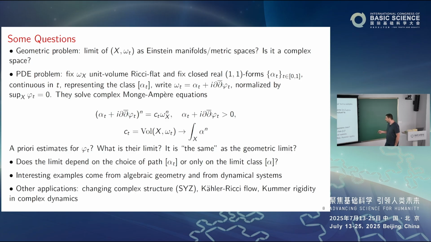And as we will see, there are actually many interesting examples of this setup coming from algebraic geometry and from dynamical systems, so holomorphic dynamics. And I'm not going to mention this explicitly, but there are other applications of this type of ideas to the case where you change the complex structure of the Calabi-Yau. This is related to the Strominger-Yau-Zaslow conjecture, and also to Kähler-Ricci flow, as well as to questions in dynamics called the Kummer rigidity. So I don't have time to discuss these other applications, just to say that perhaps you find this a kind of specialized question, but the same kind of ideas are useful also in related contexts.